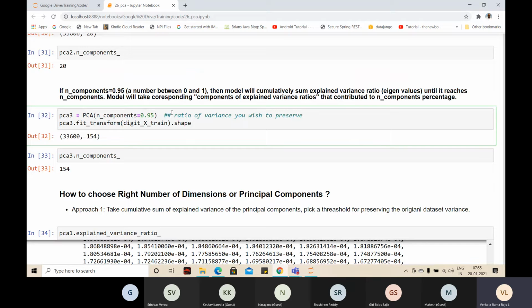Even if you don't understand, that's okay. But n components is equal to 0.95 will give you 95% of the explained variance ratio from the data set. So these 154 Zs are not X's, they are not actual pixels. But still, if you try to reproduce the image, it will kind of reproduce it. I'll show in a moment.